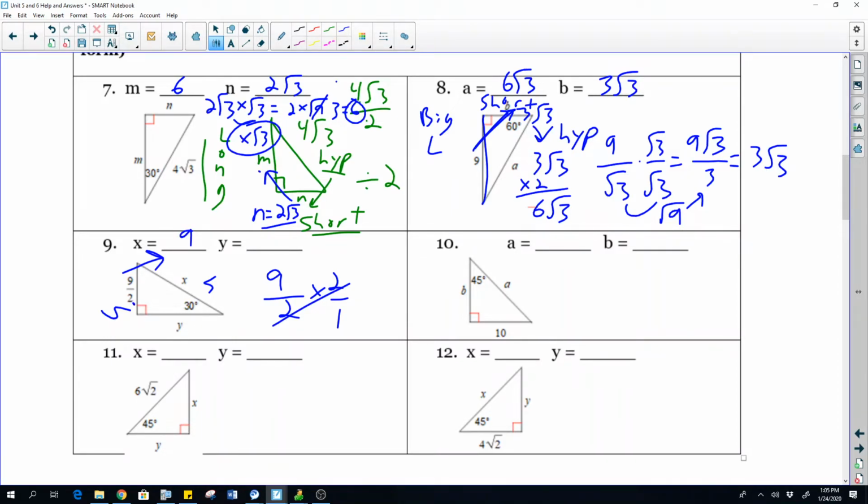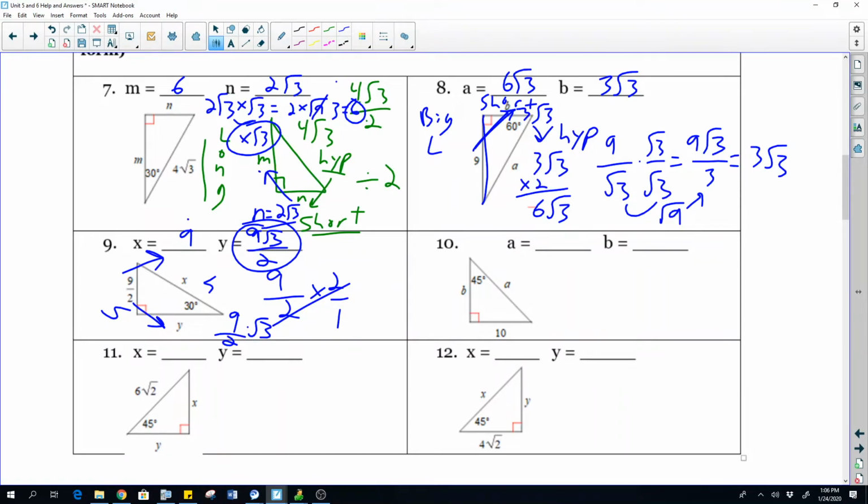And then going from the short leg to the long leg, do you remember what you times by? What do we times by? To go from short leg to long leg, we times by the formula, which is radical 3 for 30, 60, 90. Memorize it. So our answer for y will actually just be 9 radical 3 over 2. It's kind of a crazy answer there.